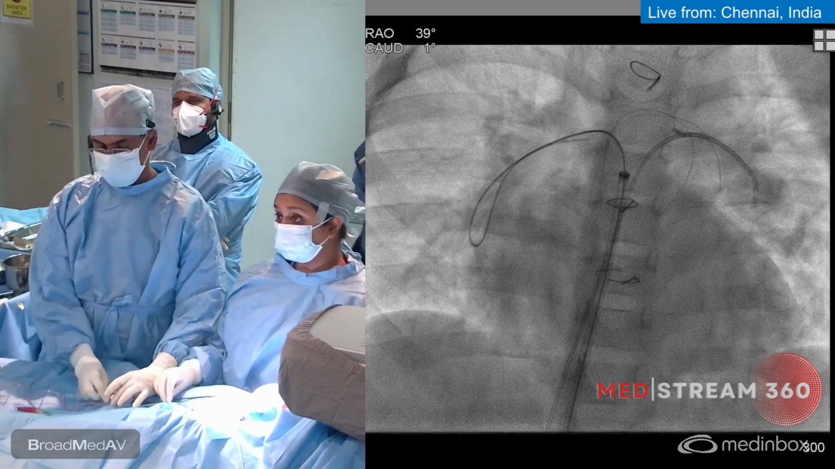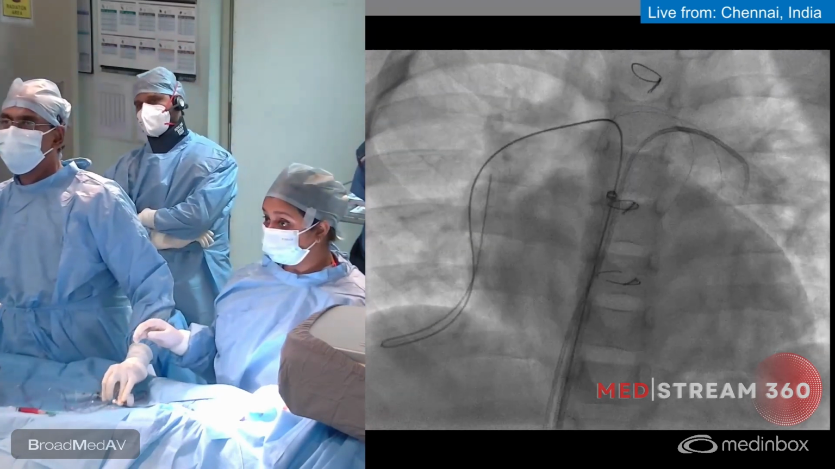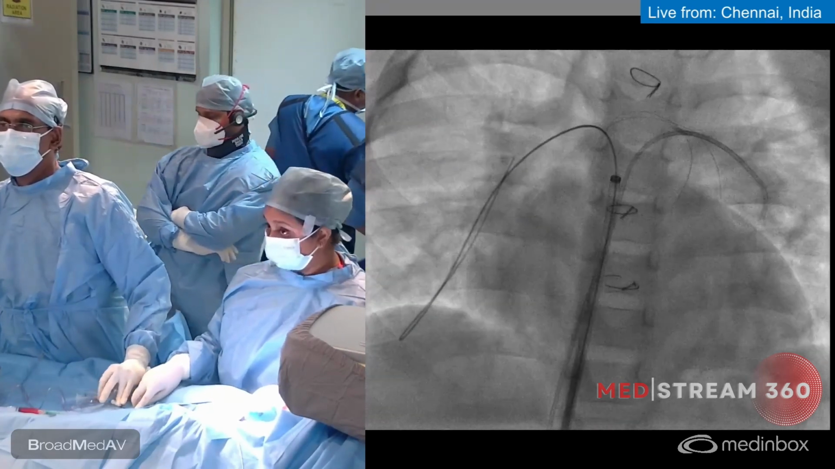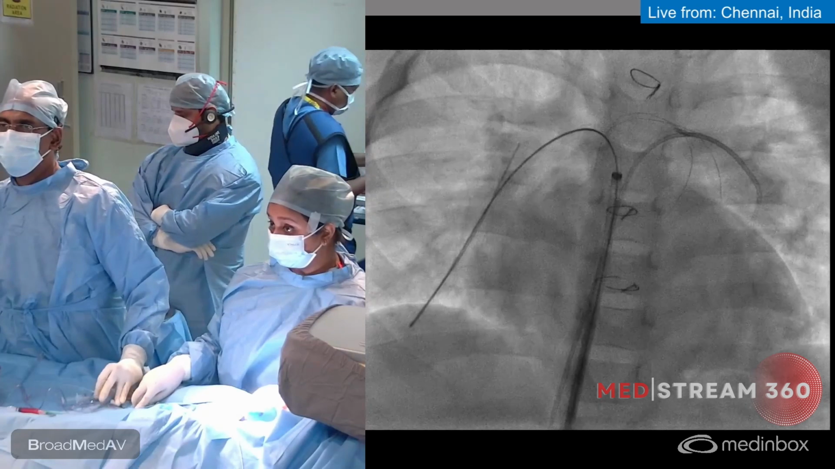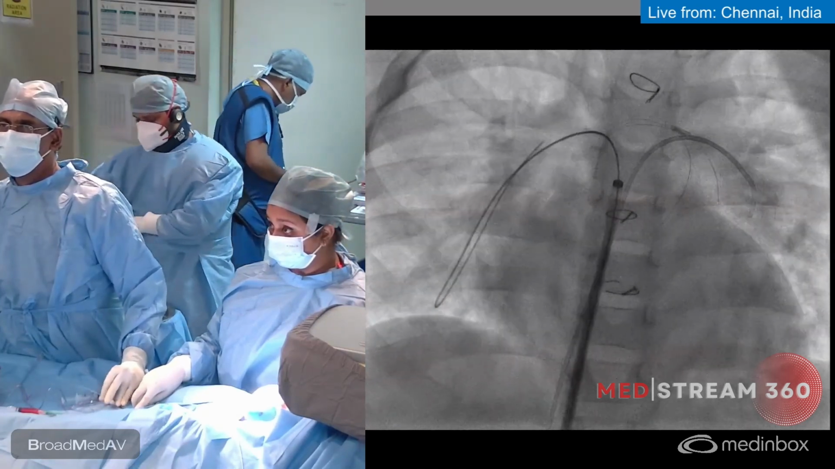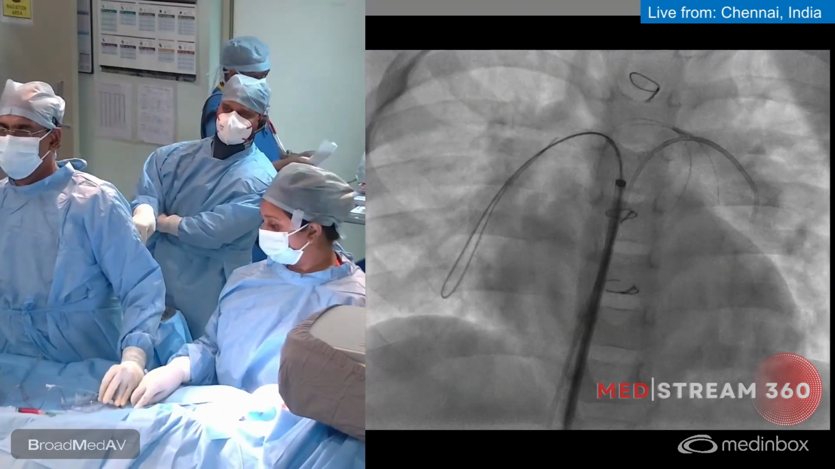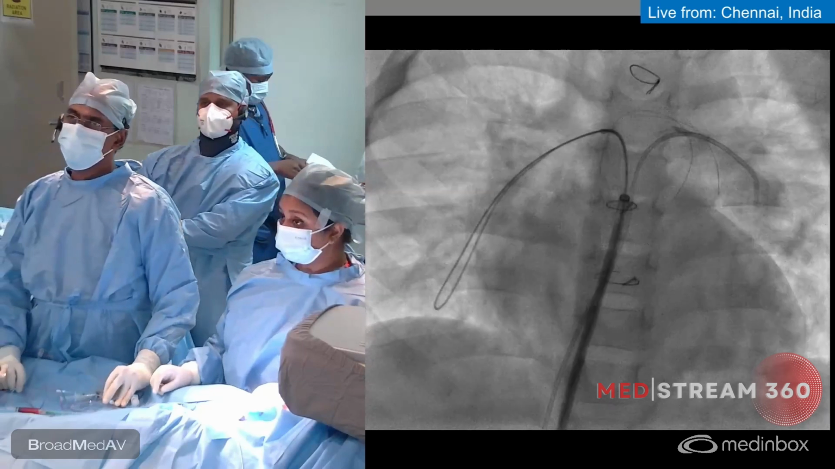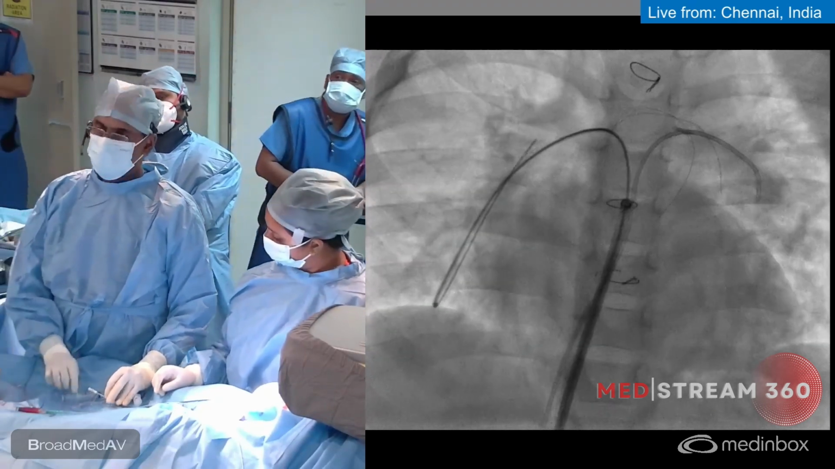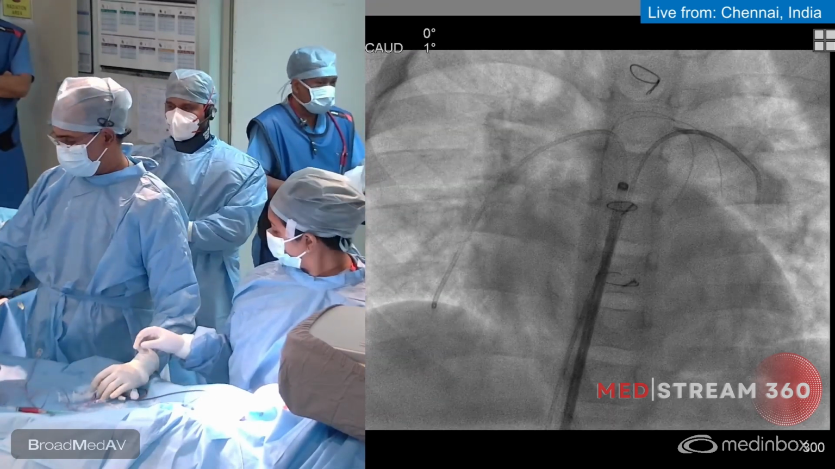Hold the wire. So now at this point, we'll change into an Amplatz superstiff guide wire.